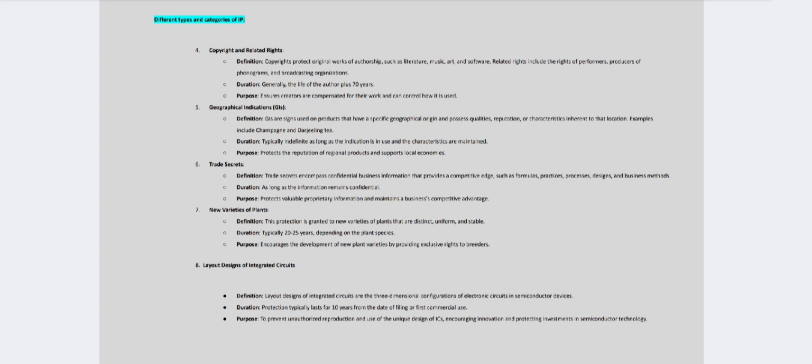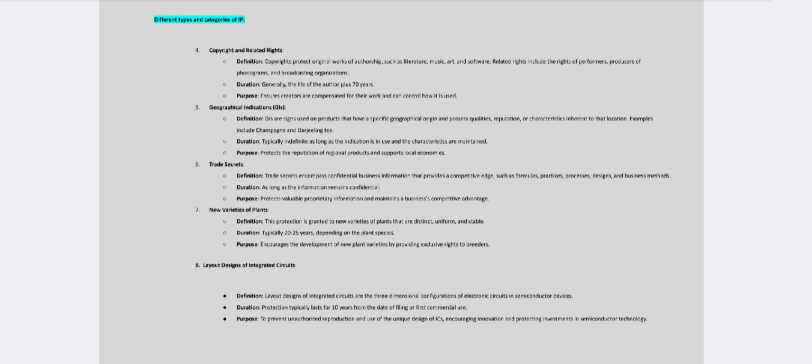Geographical indications. Definition: GIs are signs used on products that have a specific geographical origin. Duration: typically indefinite as long as the indication is in use. Purpose: protects the reputation of regional products and supports local economies.